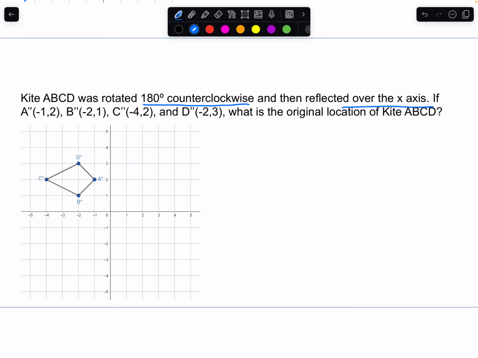So, to undo this, I need to first reflect it back over the x-axis, which means I'm going to flip all the points to the opposite side. This is going to be B. A is going to be 2 spaces below. D is going to be 3 spaces below. And C is going to be 2 spaces below.